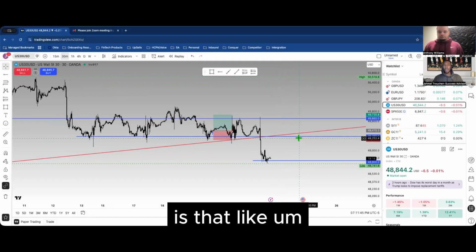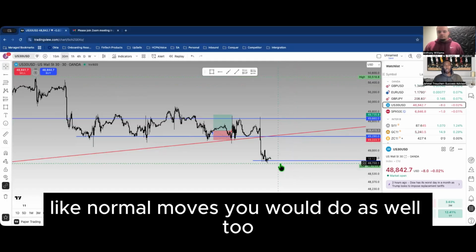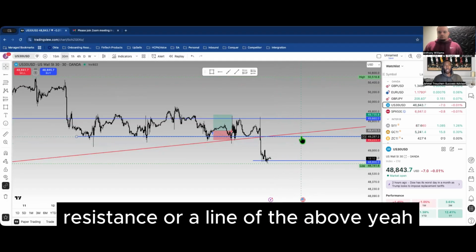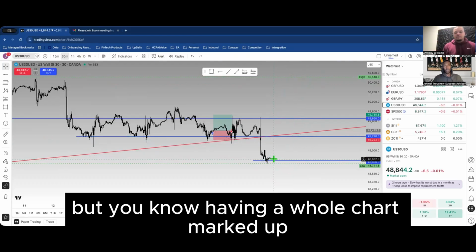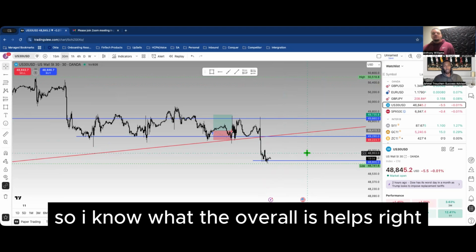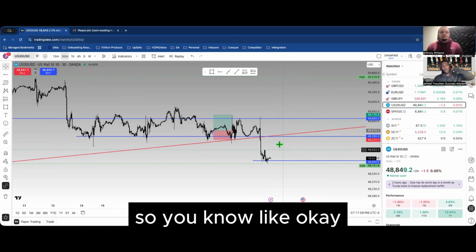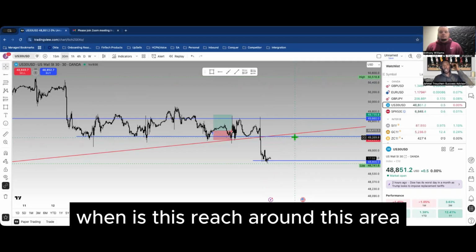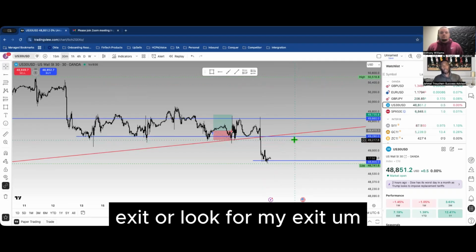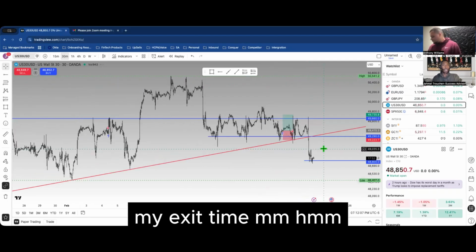Is that like normal moves you would do as well too? Since you already have resistance or a line above, yeah, having the whole chart marked up so I know what the overall is helps. Right, so you know, okay, when price is around this area, let me look for my exit time.